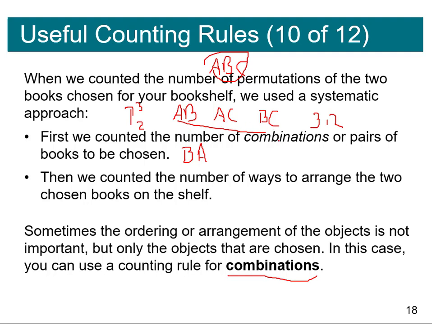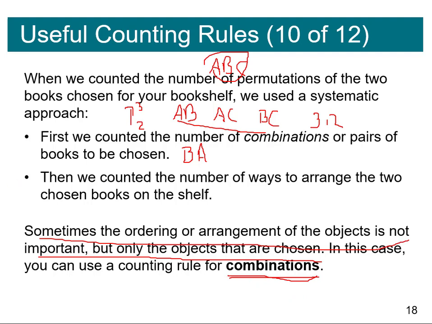So you wouldn't say the answer was 6 anymore. You would say the answer is 3. What they say here is, sometimes the ordering or arrangement of the objects is not important, but only the objects that are chosen. In this case, we call that the number of combinations, not the number of permutations, and we can use a rule for that one as well.